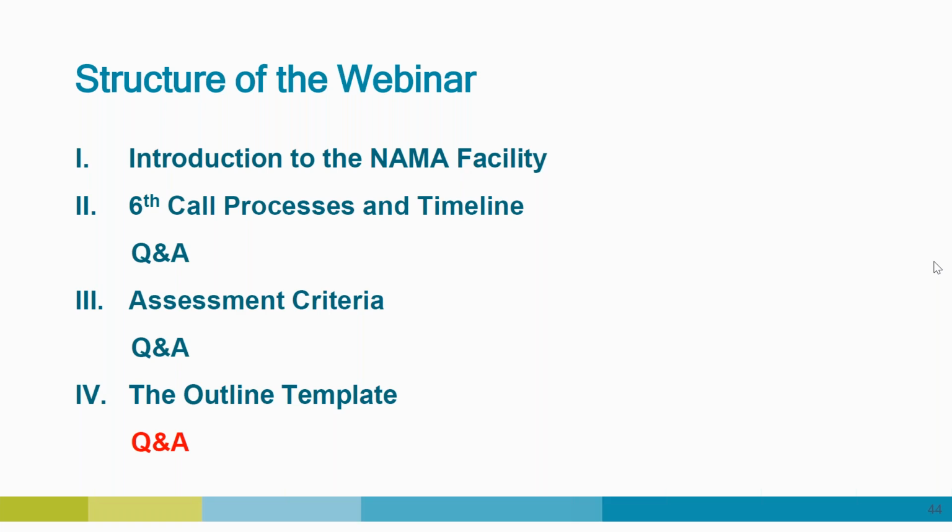Could you please reconfirm, Katharina, when exactly do the applicants need to provide the information on the NAMA support organization? Sure, that's an easy one. You should indicate your idea for the NSO in the outline already, but the final decision will only be required during the first 3 months of a potential detailed preparation phase.